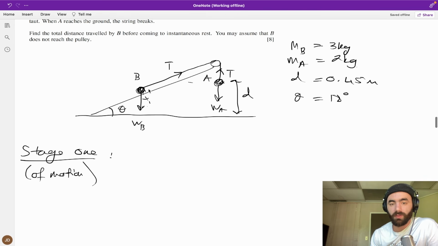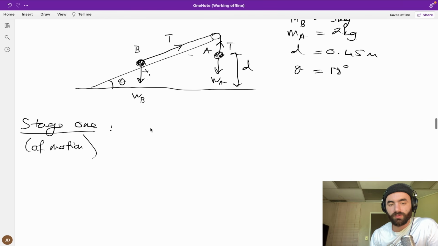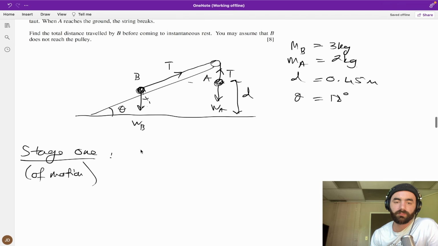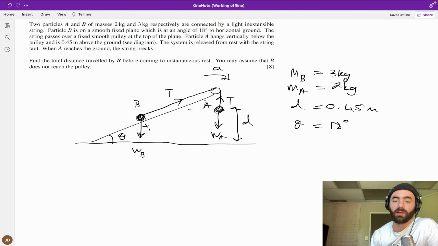So this is when B is being affected by the string. It travels, okay, well, I guess the first thing we're going to really need to do here is find the acceleration of the system, right? Because we're going to need that to calculate these distances, but I just wanted to explain.